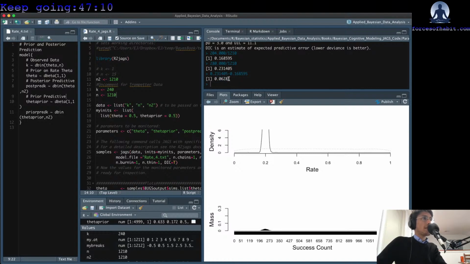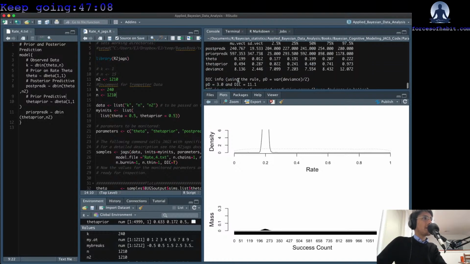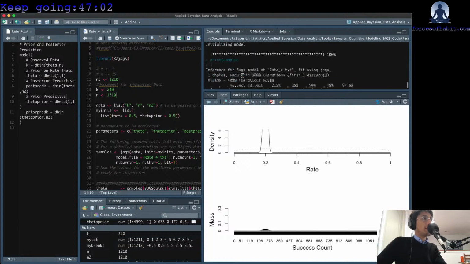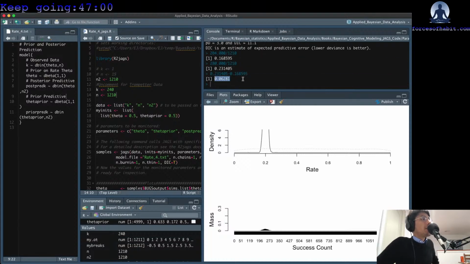Much less. Before, we had almost 20% of variability. So now we have 6%. So increasing the sample size really increased our confidence in our observation of the true theta parameter.